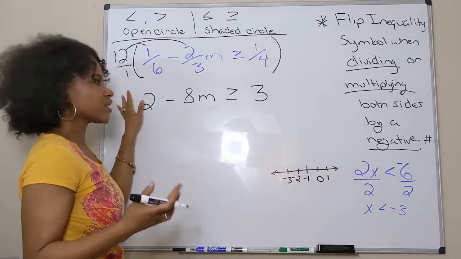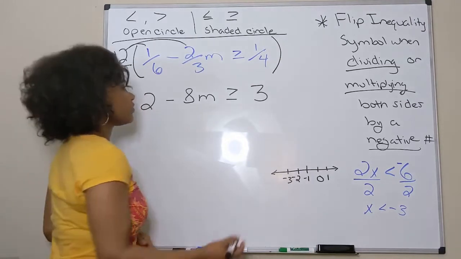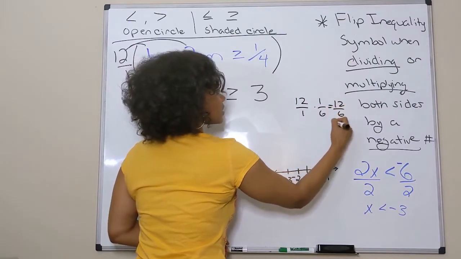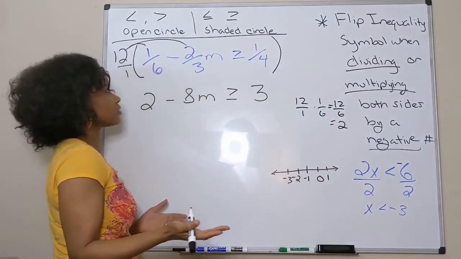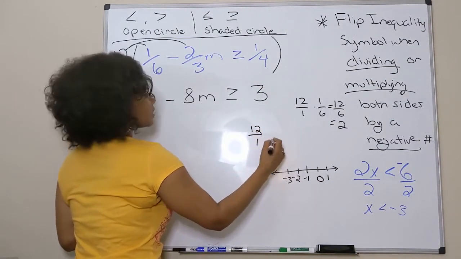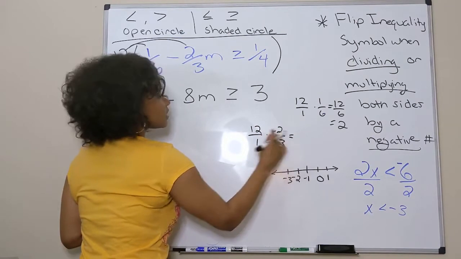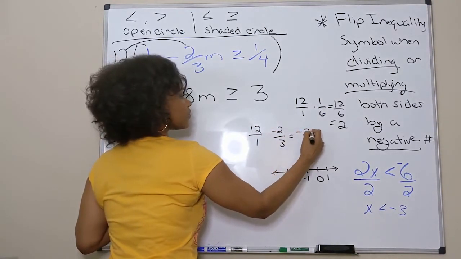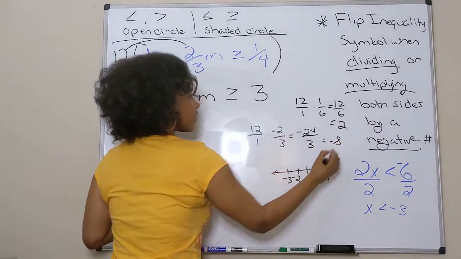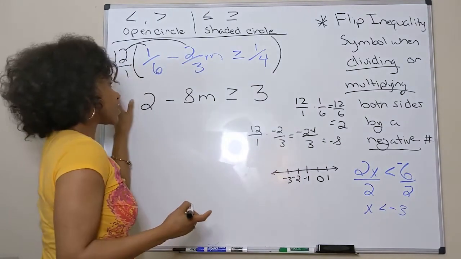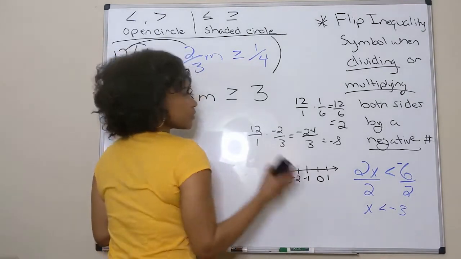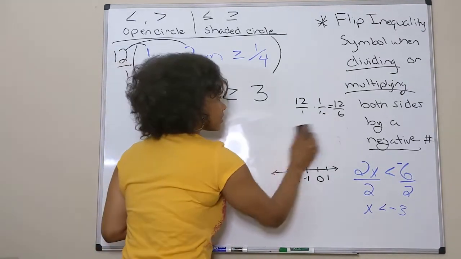And if you can't quite do the fractions in your head, write it out on the side. If you need to do that, write it. 12 over 1 times 1/6. 12 over 6 is 2. Do that if you need to. Let's see. 12 over 1 times negative 2/3. 12 times 2 is negative 24, divided by 1 times 3 is 3. That reduces to negative 8. So if you can't do the fractions in your head, there's nothing wrong with writing them out on the side there. I'm going to erase it for the sake of space.